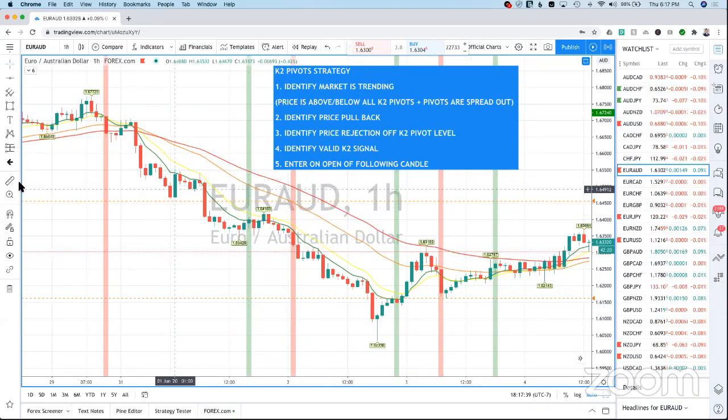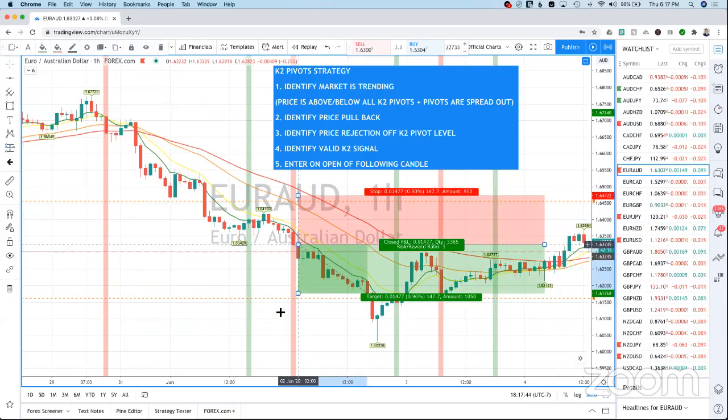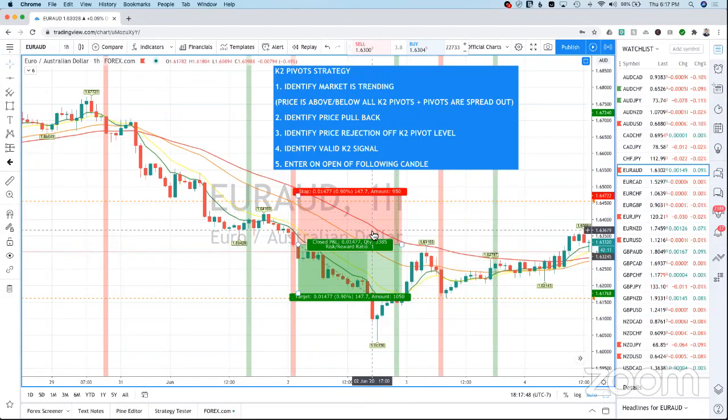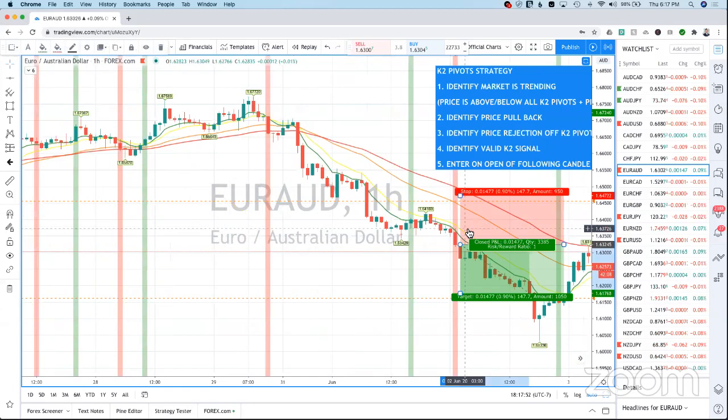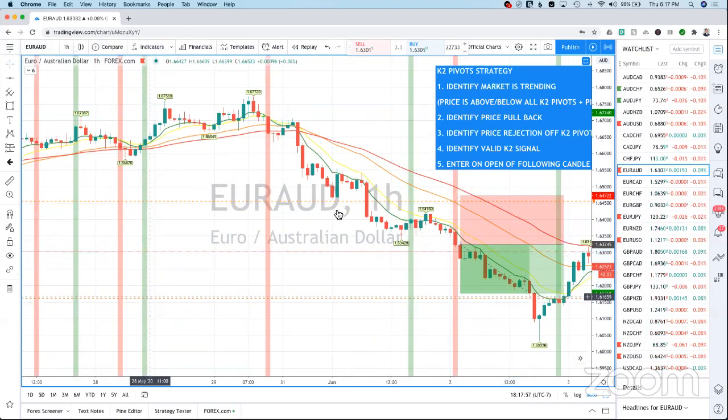Next, we can enter on the open of the falling candle. So we enter right here, and there you go, full profit for 147 pips. Yeah, pretty much easy as that, guys. Let me keep going down to the Q&As because we still have a whole bunch here.